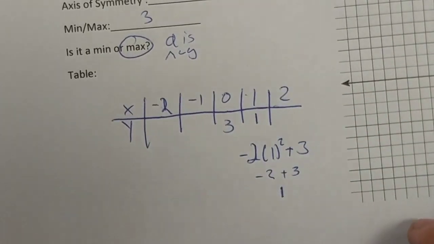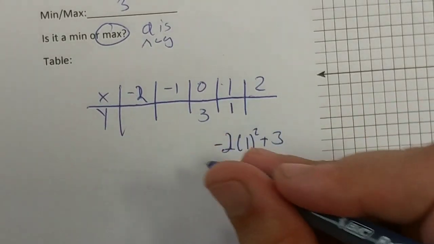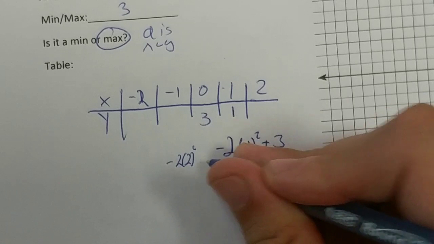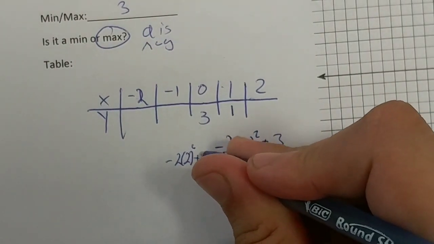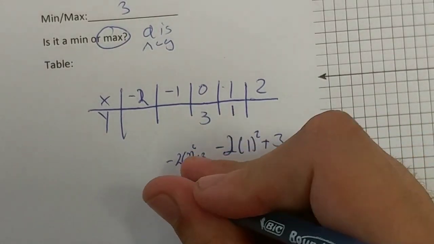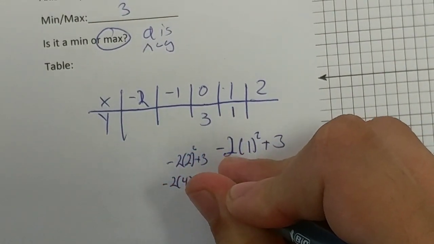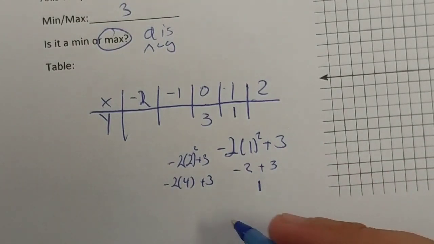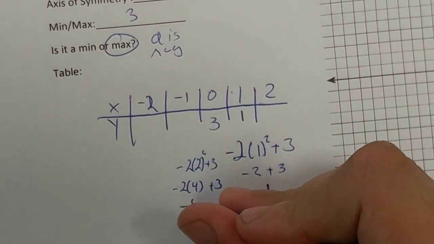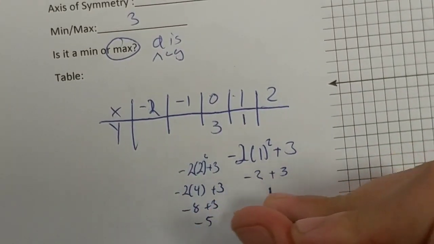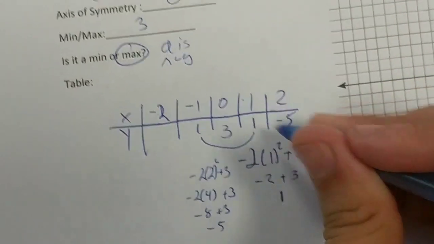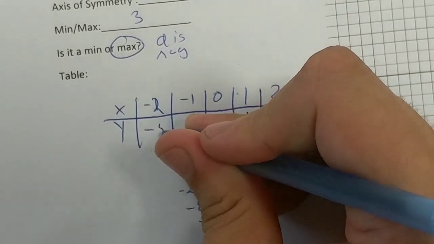Oh, sorry, that was cut off. Next one. Negative 2 times 2 squared plus 3. Now remember, when you do exponents, you exponent first. So 2 squared is 4, negative 2 times 4 plus 3. Negative 2 times 4 is negative 8 plus 3. That's going to give me negative 5. So that's negative 5. If this is 1, this is also 1. And this is negative 5, then that's also negative 5.